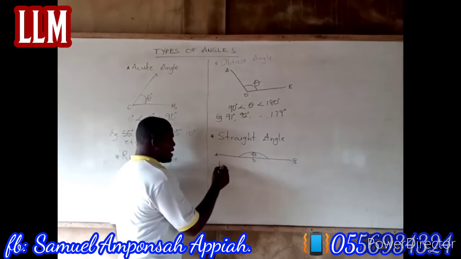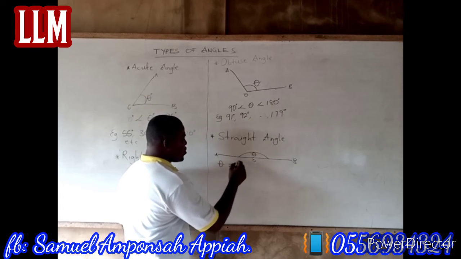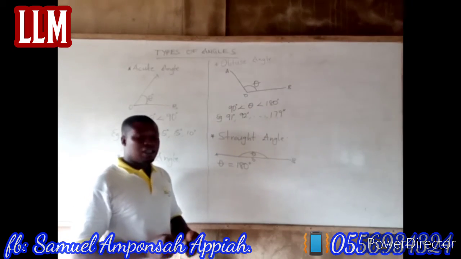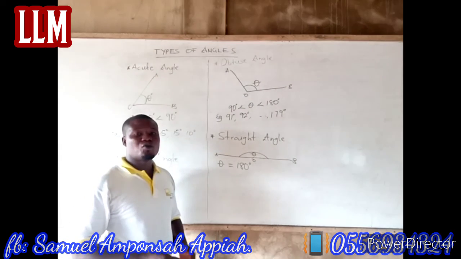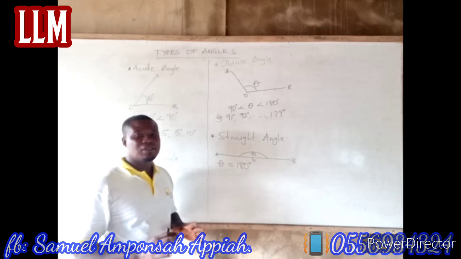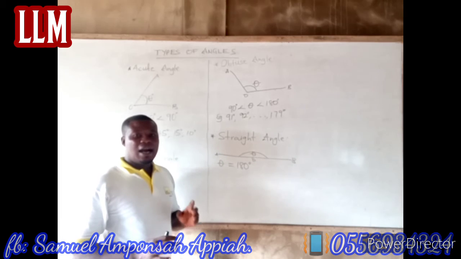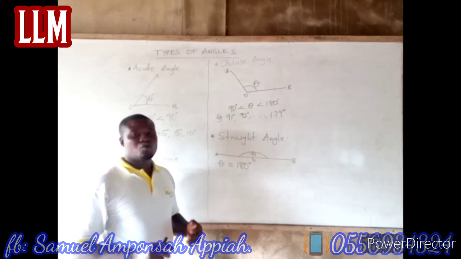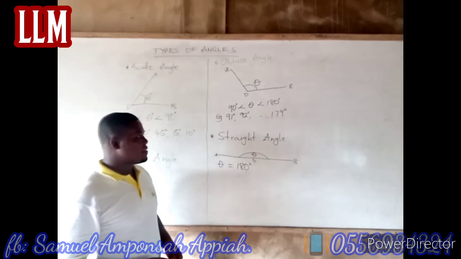And what is theta? Theta should be equal to 180 degrees. Why? Because a straight angle is equal to 180 degrees. Angle on a straight line is equal to 180 degrees.